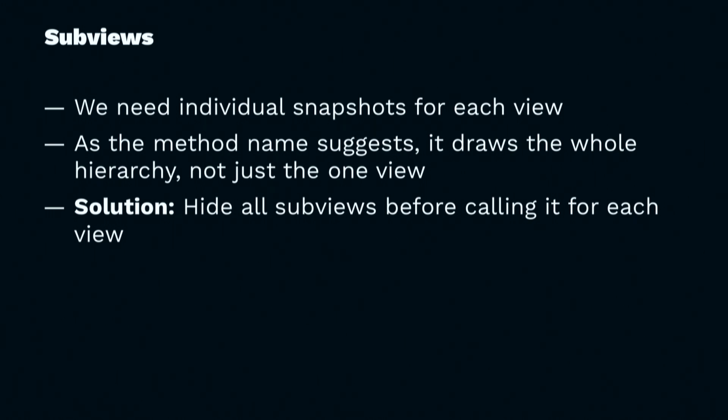The solution here is fairly simple. When you get to a view like that, you hide all of its subviews, then you take the snapshot, and then you unhide and restore the state that it was in before. Then you do this recursively for the whole view tree. And then you end up with individual snapshots for each view that don't contain its subviews. Hiding and unhiding views is kind of expensive, so this is not ideal, but given that it's a debugging tool and not something that's intended to run in production as part of your app, it's probably okay.